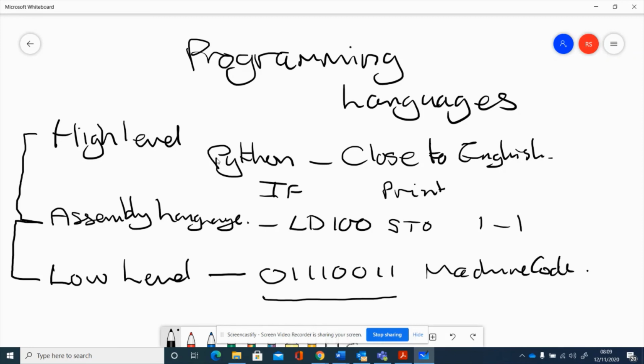So that's called the instruction set. So the instruction set for the processor, they are all the instructions in machine code that the processor is able to interpret and respond to. So we need to convert our high-level language into low-level machine code so that the processor instruction set can be used.